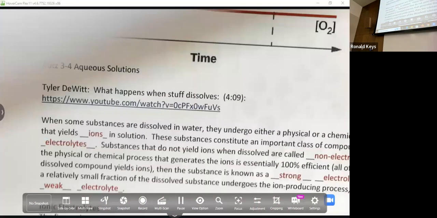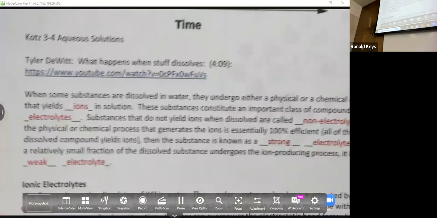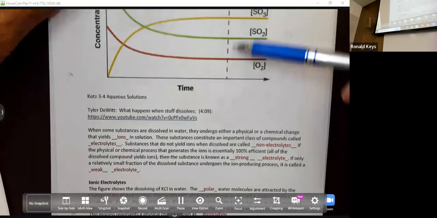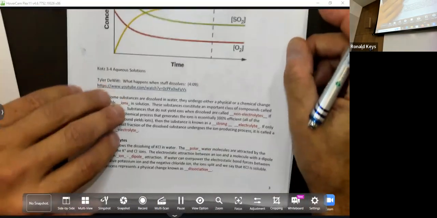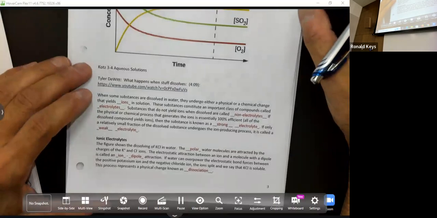This is going to get us into talking about the lab that starts this afternoon for some of you in here. Okay. I'm going to come back and talk about this reversible reaction a little bit. Now, we're going to talk about dissolving things in water. If we say that something dissolves, we say that it is soluble.